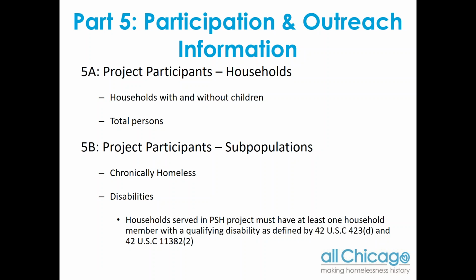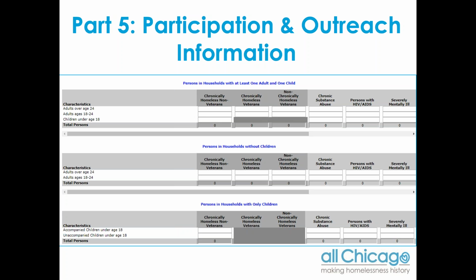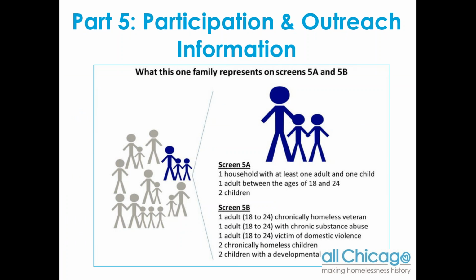This is the graphic that HUD's providing to have a better understanding of this chart. So you see this nice little blue family here. So this is one household, and this has one adult, and it has at least one adult and one child. The adult is between 18 and 24, and then there's 2 children, and that's what you would enter in 5A.